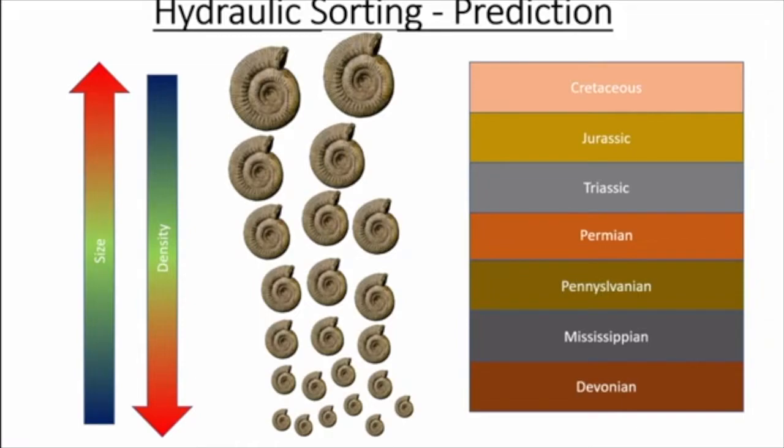To test this, we can look at the ammonites. They were cephalopods similar to the modern-day nautilus. They had coiled shells ranging in size from as small as a thumbnail to 2.5 meters across. The shells also had an internal gas chamber that varied in complexity across species. So if it were hydraulically sorted, we would expect them to be sorted roughly by size.